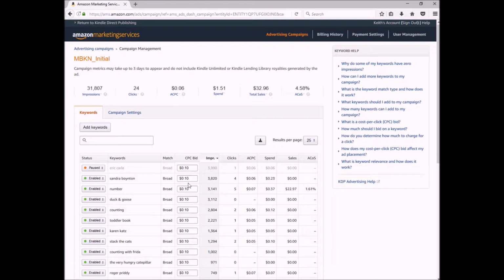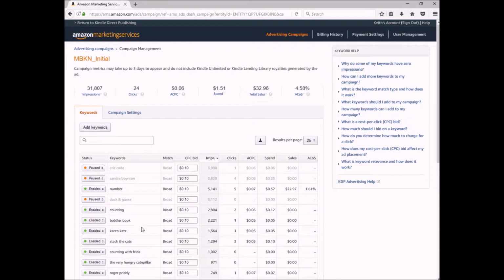Sandra Boynton, again, 3,800 times. It's only been clicked four times and none of them were purchases, because if there was, I'd say ACoS. I'm going to pause this one as well. Number, I mean, it is a number book. It does have a lot of impressions and only five clicks, but it is still very relevant and I do have purchases from it, so I'm going to leave that. Duck and Goose, which is another numbers counting book, although it's relevant, no one's clicking on it. So I'm going to pause this.